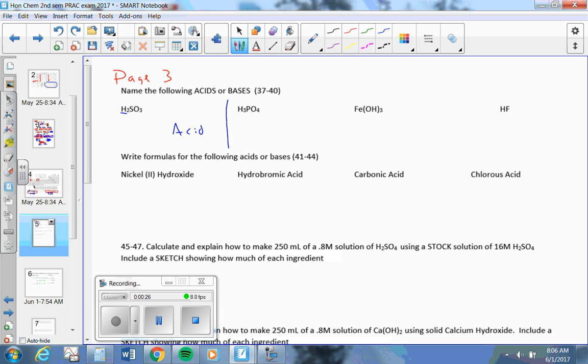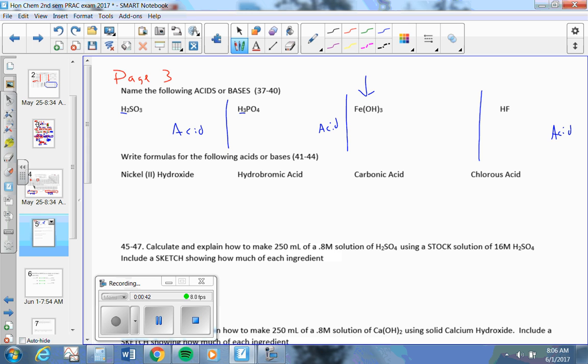If it starts with an H, I know its last name is acid. Base doesn't have that last name of base. So this one that's OH and doesn't start with an H, that's a base. And that's just easy. Here's another one that starts with an H, it's an acid. I'll start with this one right here.